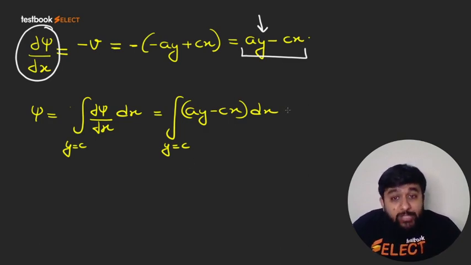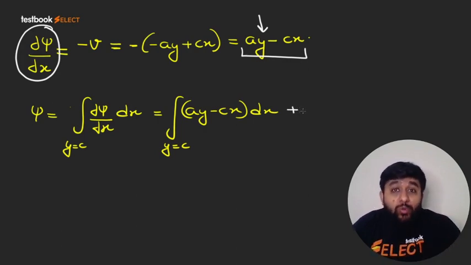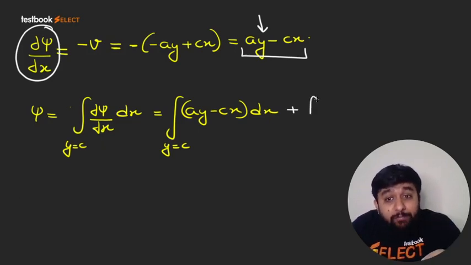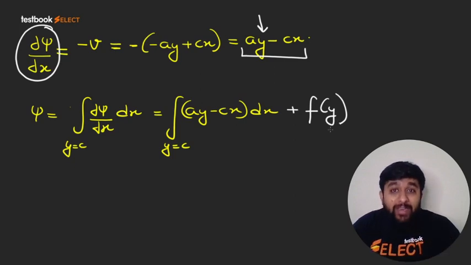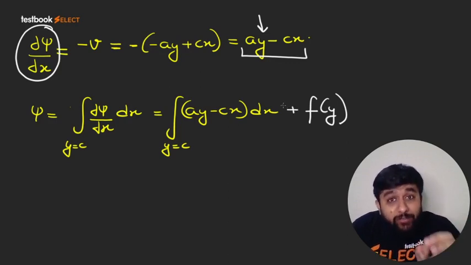But I have explained this many times, since we are doing a partial integration with respect to x, treating y terms as constant, so instead of getting a pure constant of integration, you will get a pure function of y. I hope you remember this. If there is a doubt in this thing, please do let me know in the comment box. I will definitely reply to you.